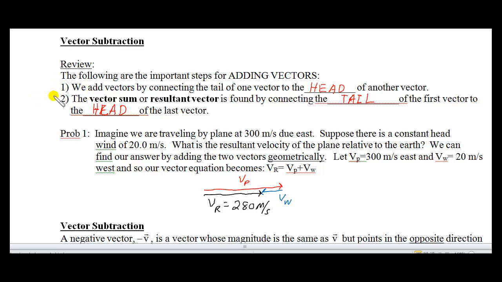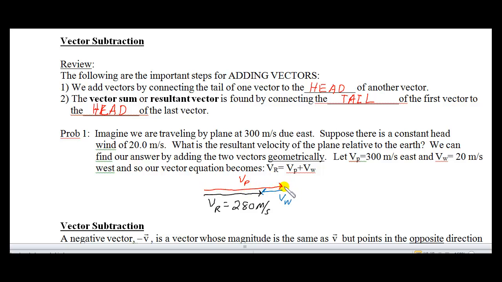All right, let's compare some answers. We add vectors by connecting the tail of one vector to the head of another. To find the vector sum, the resultant vector, you connect the tail of the first vector to the head of the last vector. In this particular problem, we first had to draw the velocity of the plane vector.